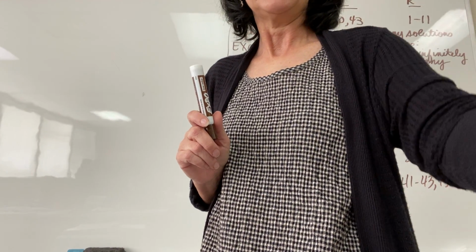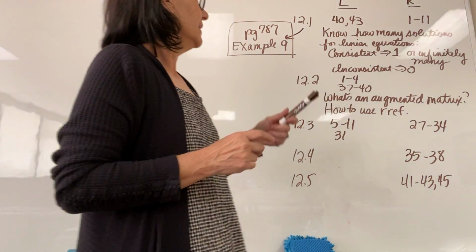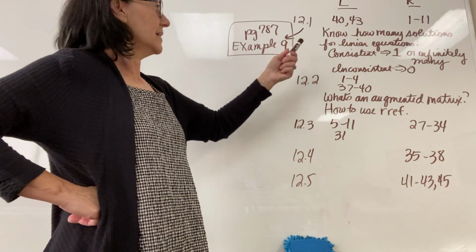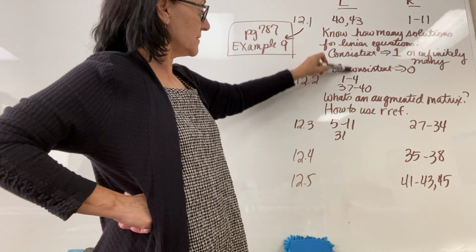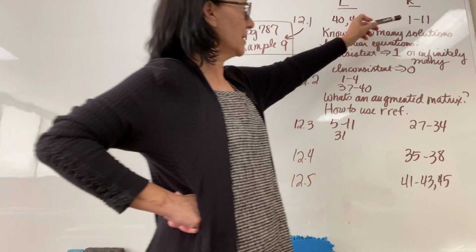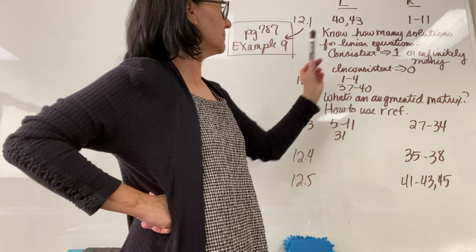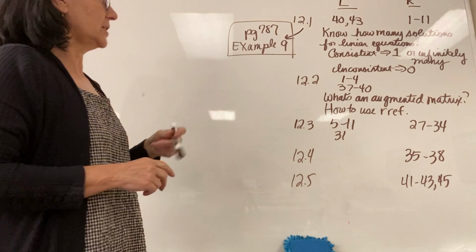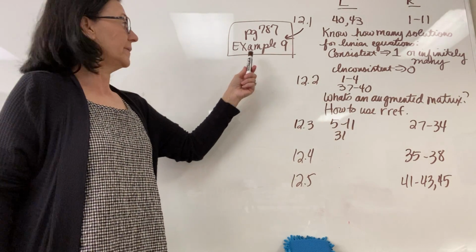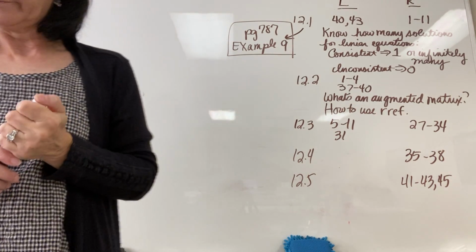This is Precalculus, Chapter 12 review. You can look on the board, guys. I've written the problems from the lesson that are important and the problems from the review and some topics. So, we're going to start on page 787 with example 9.